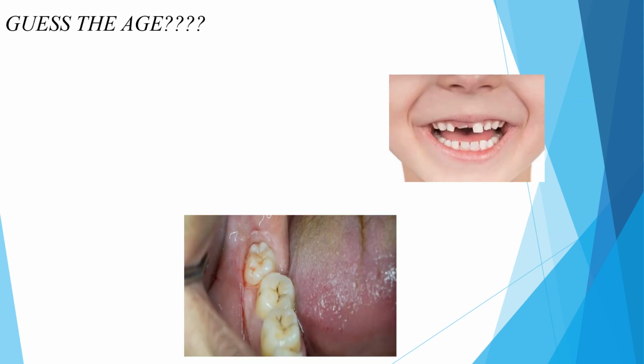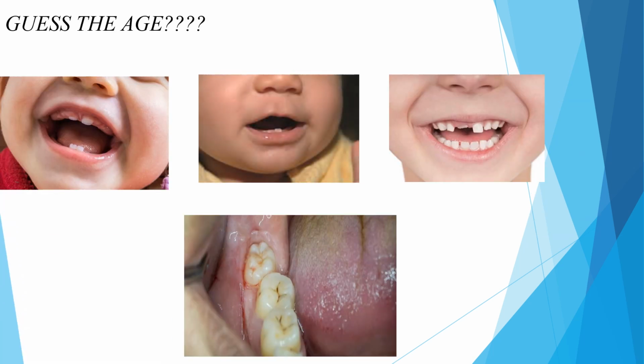Let's guess the age. In the middle picture, we can see the mandibular central incisor of your primary dentition has erupted, so the age of the patient could be 5 months. Here you can see the mandibular as well as the maxillary primary central incisors have erupted. So the age can be between 6 to 10 months.